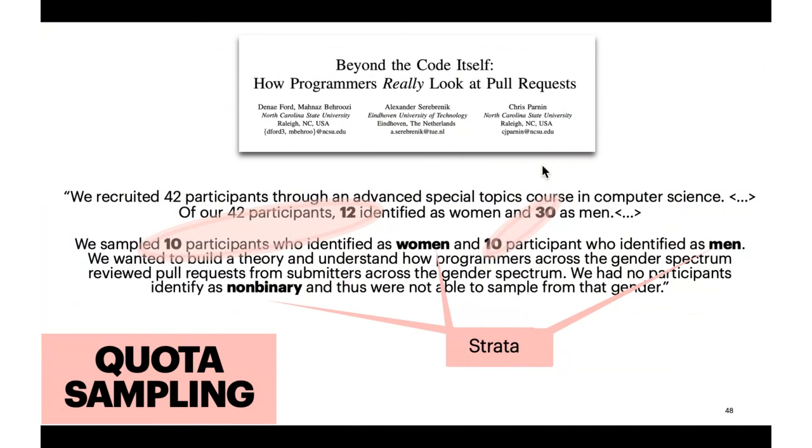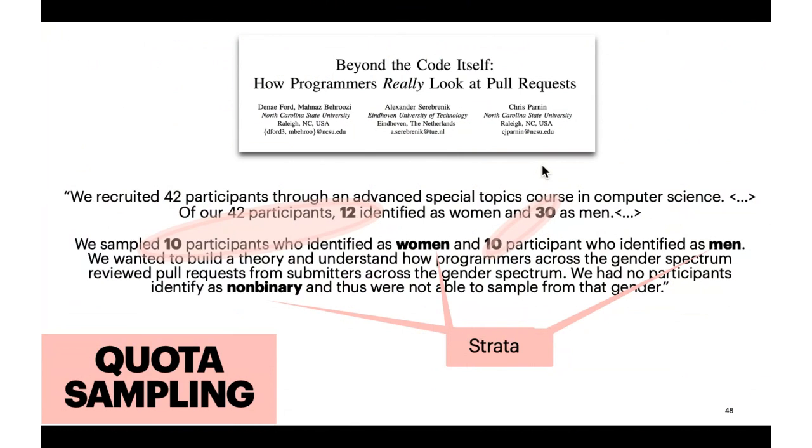So gender is, in this case, determining the strata: women, men, and non-binary people. Of those participants, there was a sampling. So 10 participants have been sampled among women, and 10 participants have been sampled among men. And there were no non-binary participants in the first list, so there were no non-binary participants in the sample.